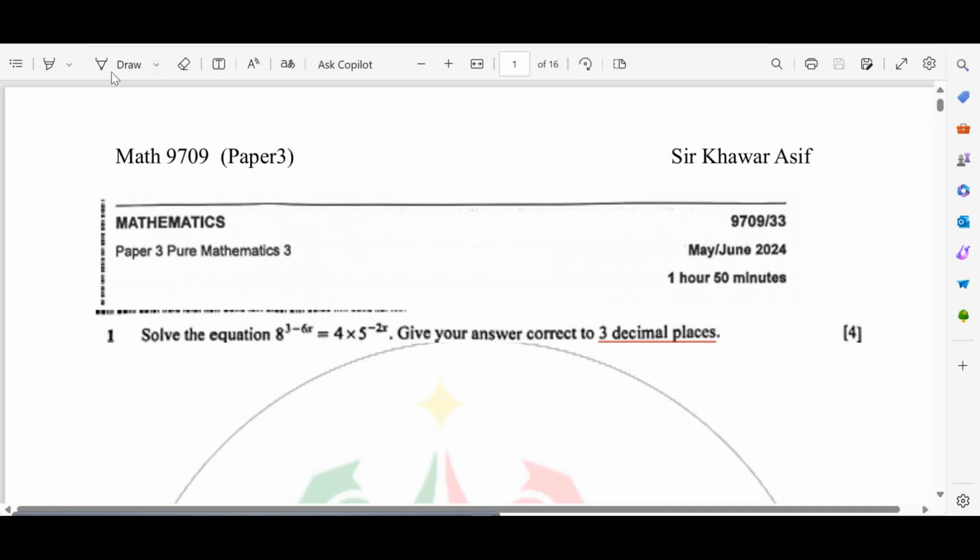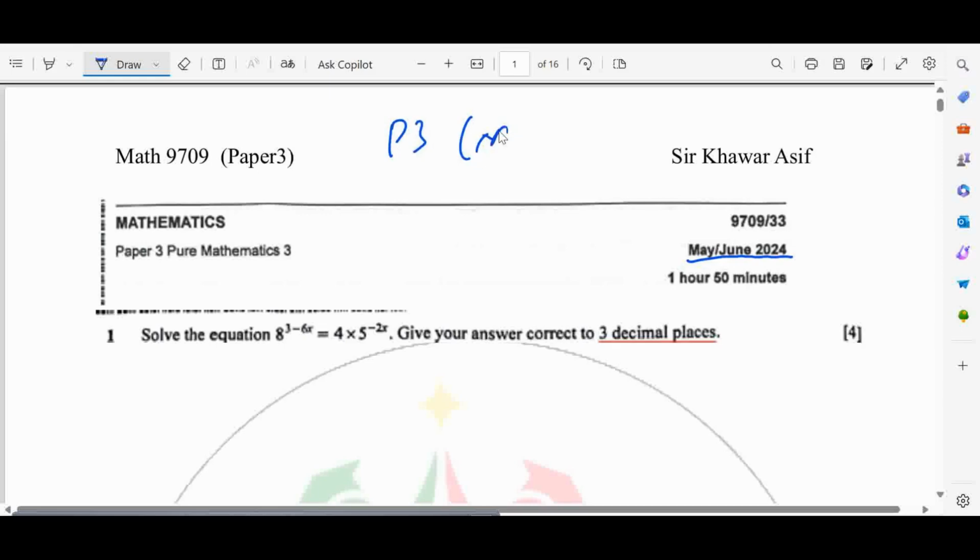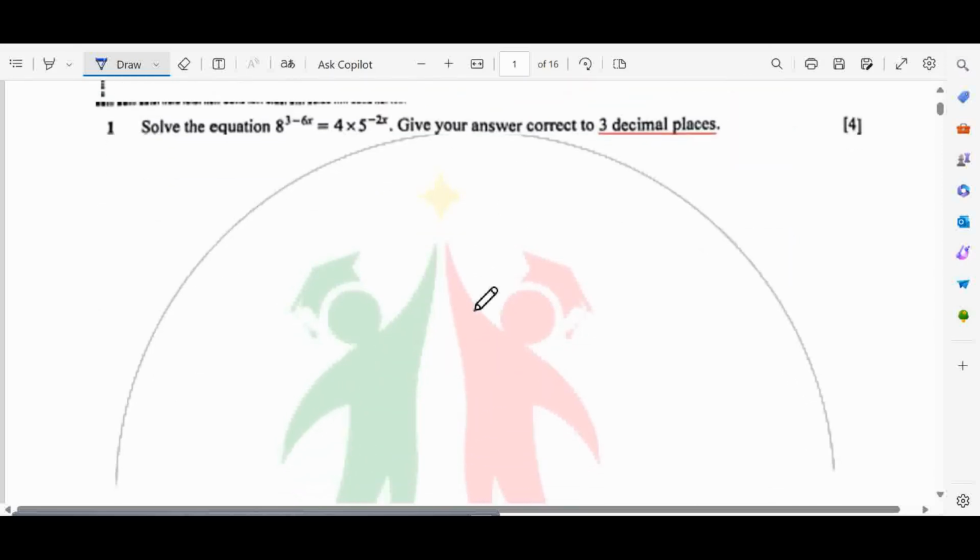Hello everyone. Today we are going to discuss the May-June 2024 paper 3. Now let's see question number 1. This one is the first question.